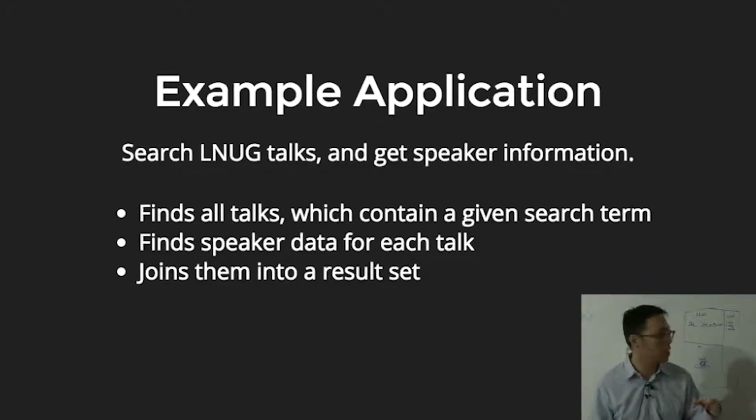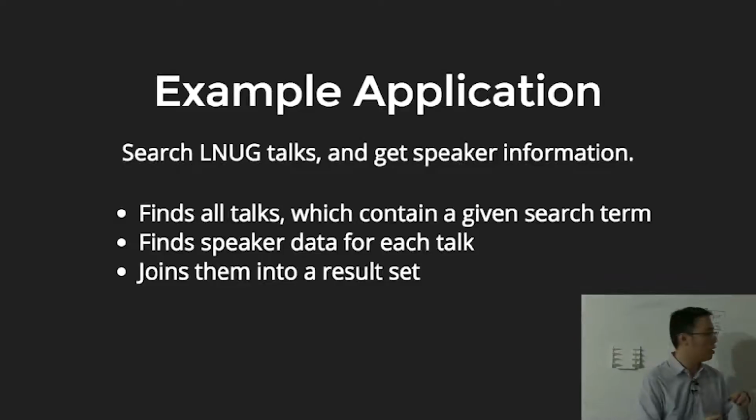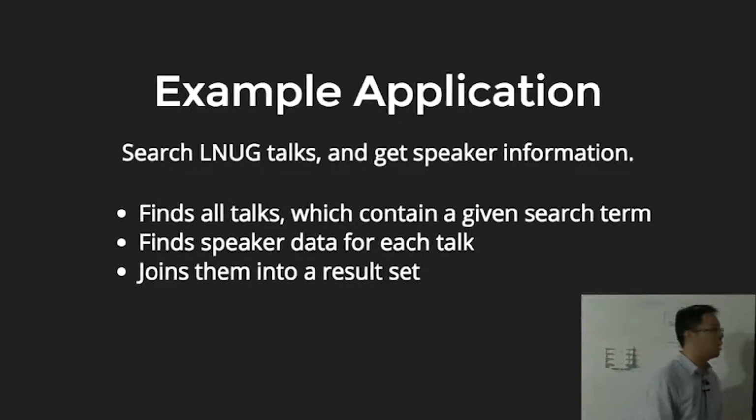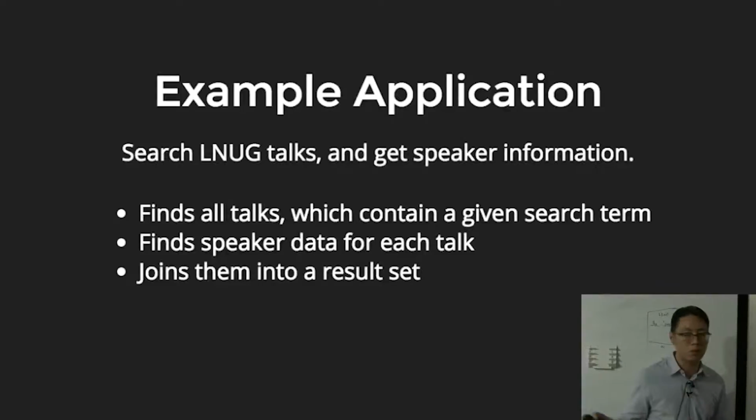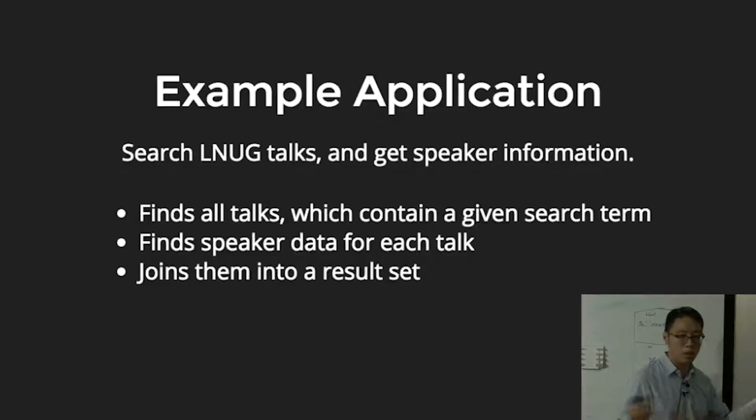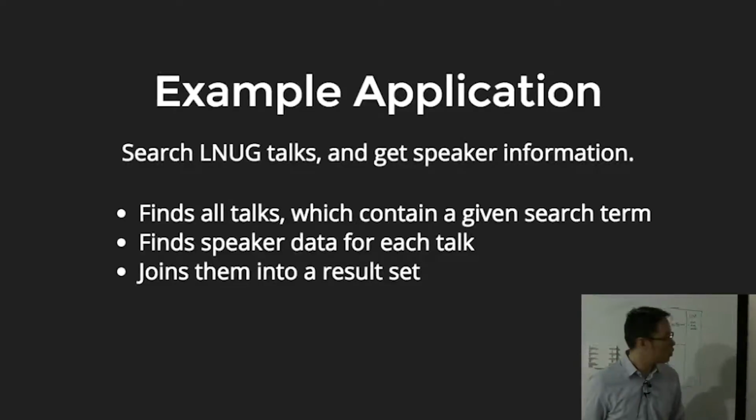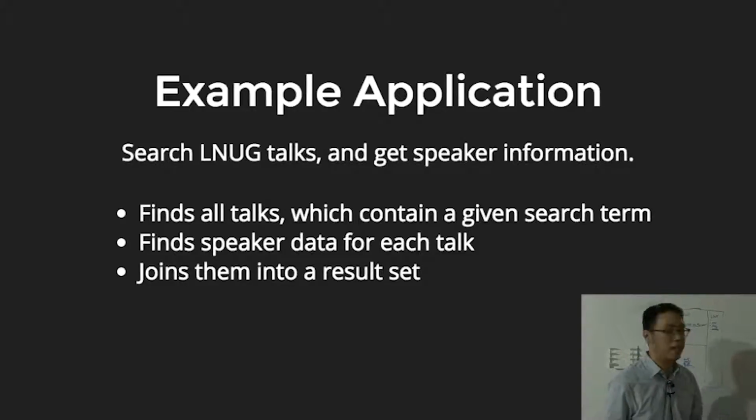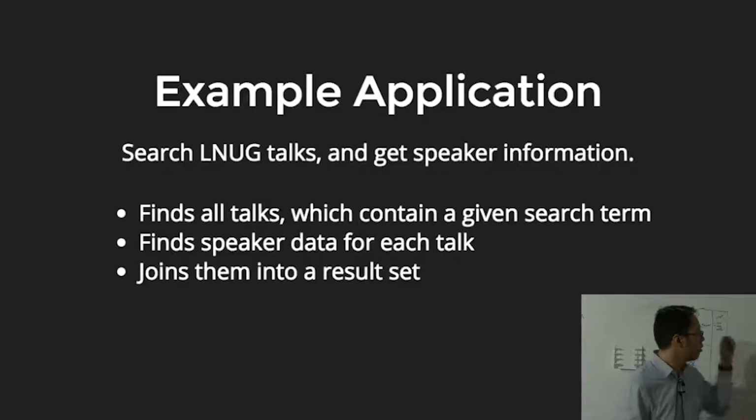If we think about it, we can describe this as three separate operations. The first one is we find all the talks given a search term. If we get some sort of plain search text, we search throughout our Elasticsearch data store and find all those talks, then find speaker data about each one of those talks, and then join them into a result set.